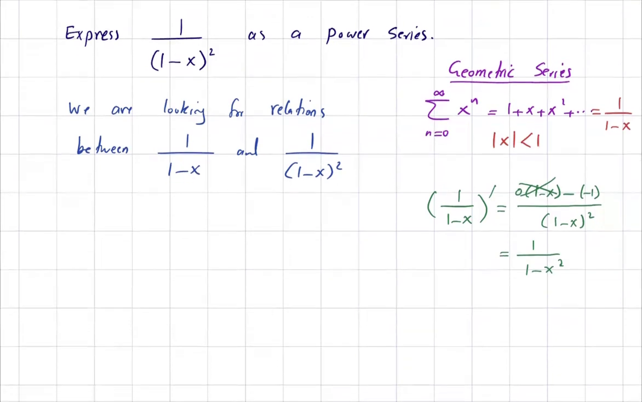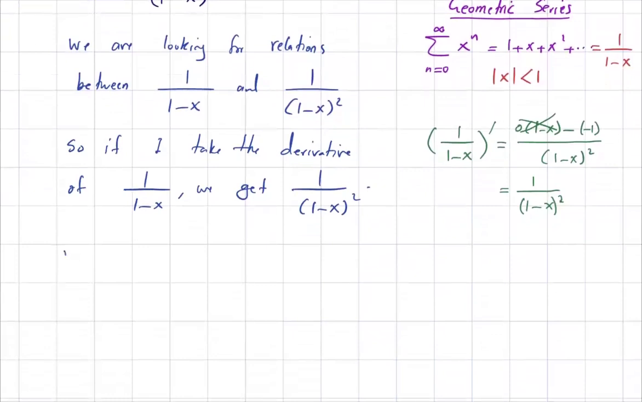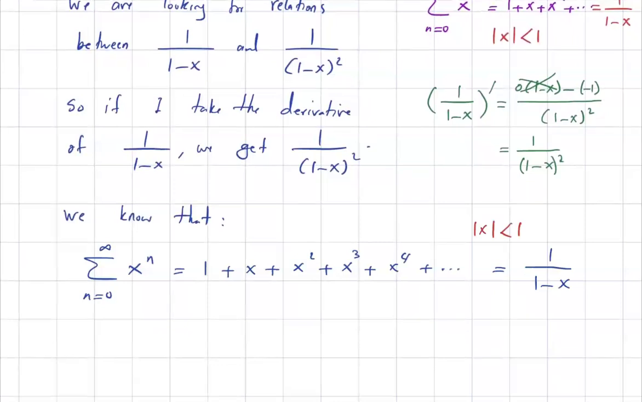So if I take the derivative of 1 divided by 1 minus x, we get 1 divided by 1 minus x to the second power. Let me put it in parentheses here. We know that the summation of x to the n and start from 0 to infinity is 1 plus x plus x squared plus x cubed plus x to the fourth plus the rest of the terms, and as long as absolute value of x is less than 1, it converges to 1 divided by 1 minus x. Now take the derivative of everything term by term.